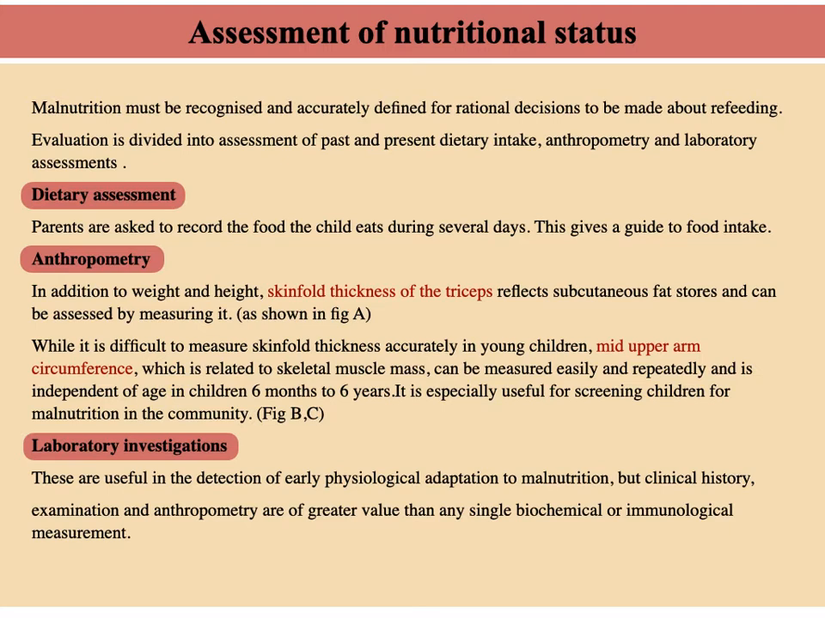While it's difficult to measure the skin fold thickness accurately in young children, we have what is called the mid-upper arm circumference. This can easily be made, can be repeatedly used, and it is independent of age in children from 6 months to 6 years. We have to measure it at the midpoint between the acromion and the olecranon, and we have to use a non-stretched tape measure.